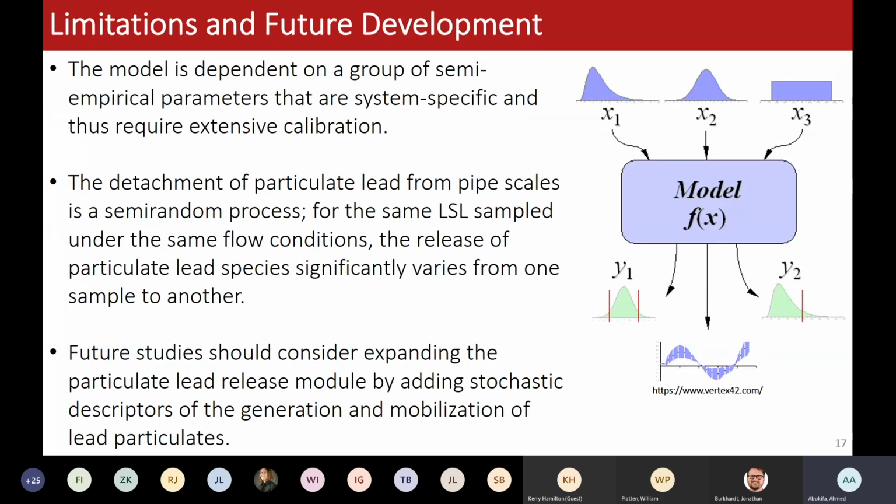Perhaps another limitation, of course, is that the model requires extensive calibration. So we had to get all these pilot scale experimental data sets from the literature to calibrate the model. And there is also a little bit of discrepancy because the data set that was used to calibrate the dissolved lead model is different from the one that was used to calibrate the particulate lead model. We couldn't find one complete data set that tracked both. At least at that time, I didn't find any studies that did that. So that also is another limitation of this study.